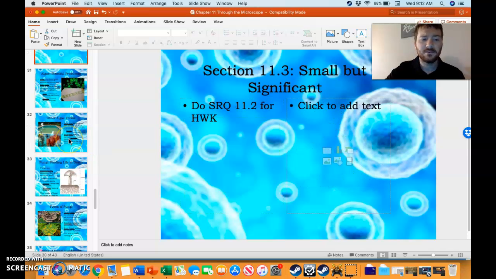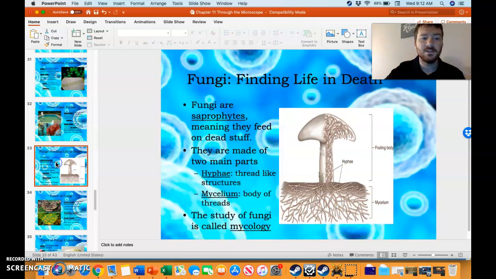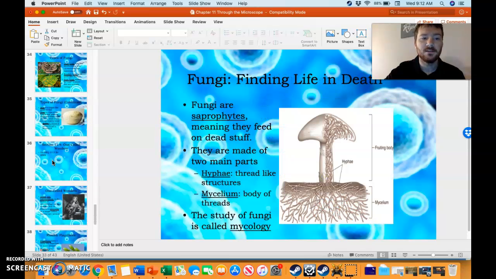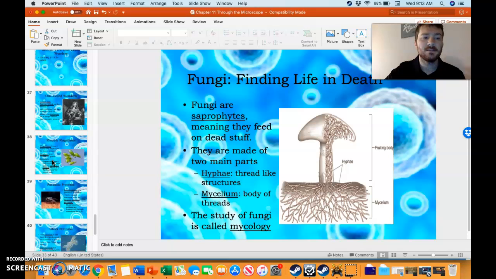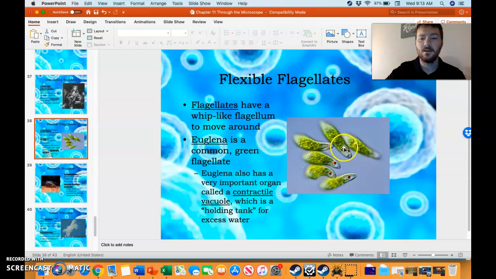Small but significant. There's lots of things that are small and significant, from algae to fungus. Lots of different types of fungus. You can read up on that yourself. Then Anton von Leeuwenhoek, discovery of protozoa. You have lots of different guys you can't even see.